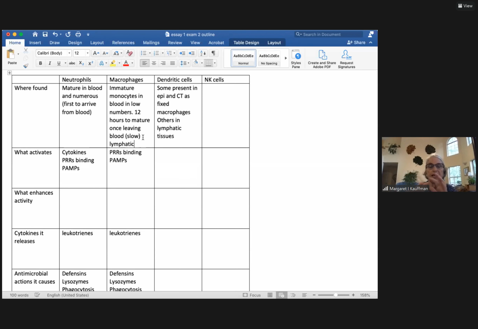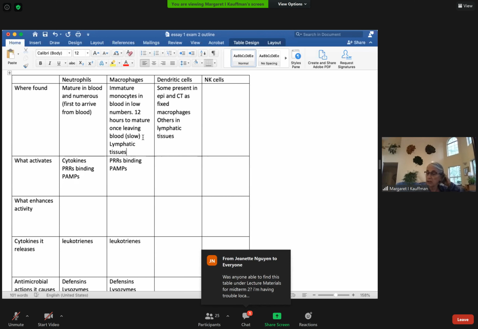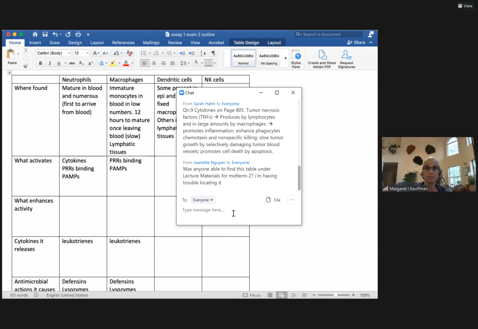Now, they probably migrated there after their PRR-PAMP relationship was established, so after some sort of infection. But you always have microorganisms all over you, so you are pretty much always going to have some sort of movement between the activated free macrophages moving back into lymphatic tissues.